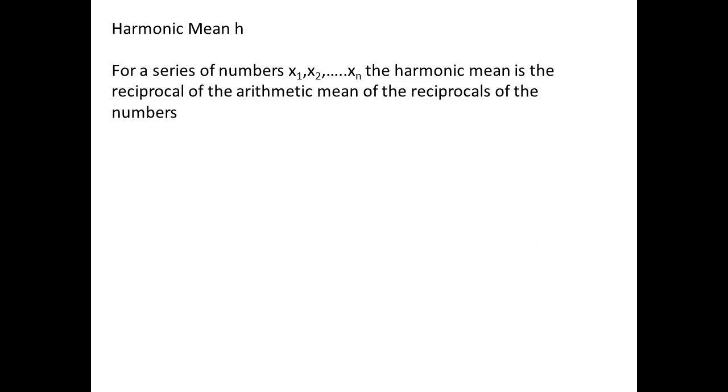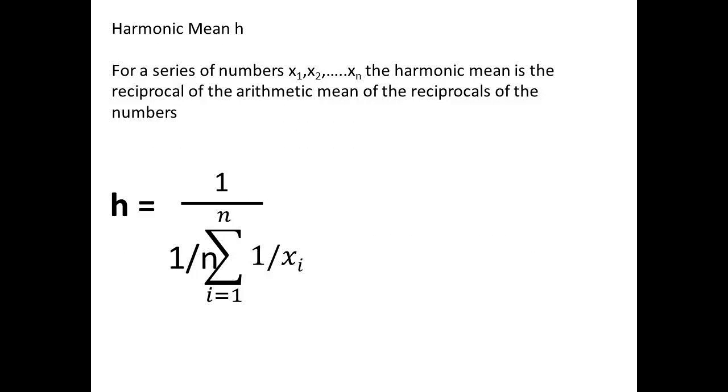The harmonic mean for any series of numbers is the reciprocal of the arithmetical mean of the reciprocal of the numbers, which we can write as 1 divided by 1 over n multiplied by sigma 1 over xi. We can simplify this to n divided by sigma 1 over xi.